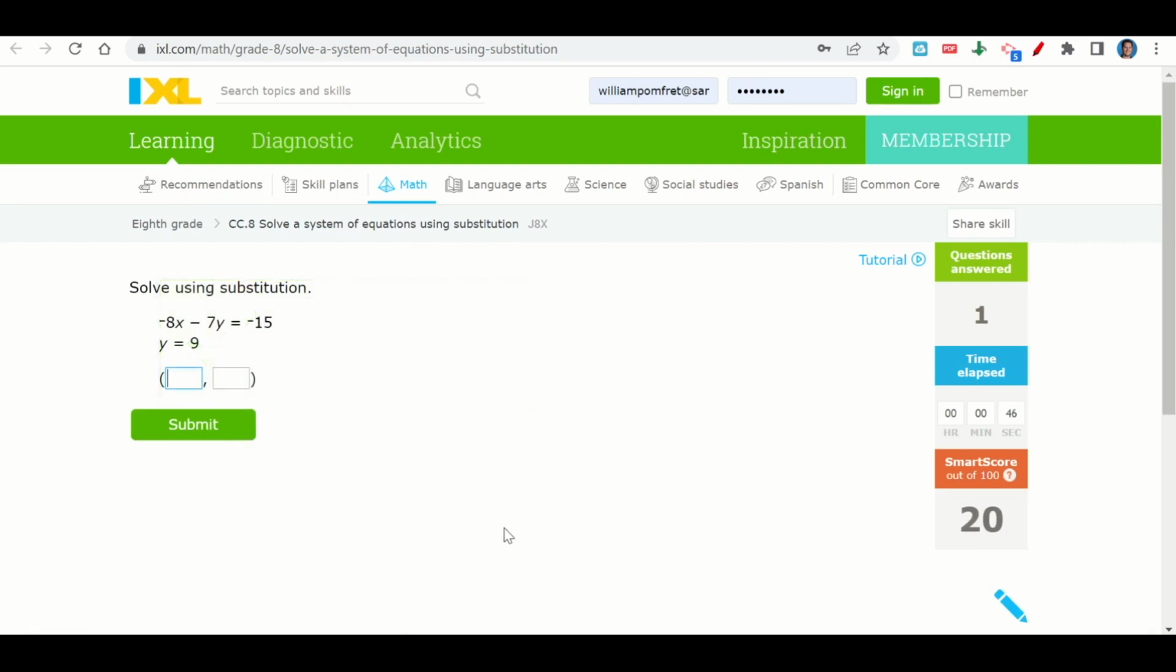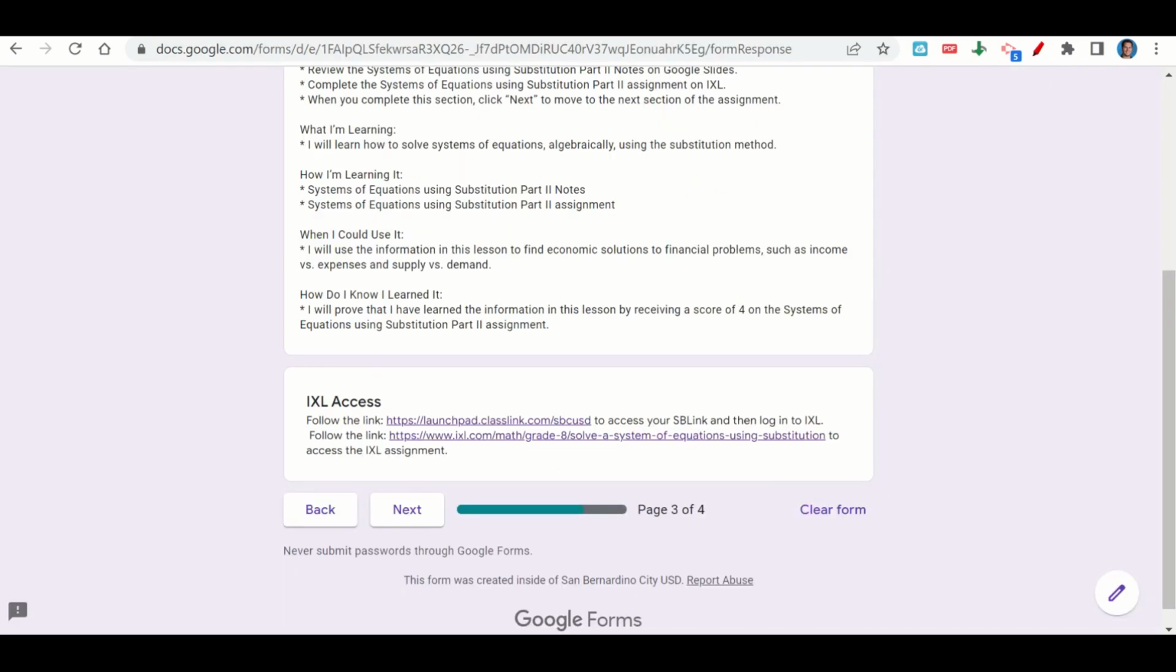So you'll continue to answer these questions. If you notice your SMART score starts to go up, you'll continue to answer questions until you get a SMART score of 80. If you miss a question, it's okay. You'll just keep answering questions until your SMART score goes back up. When you completed the assignment, we'll go back to our Google form and click Next. This will take you to your Before You Go. Go ahead and fill out your Before You Go and then submit your work on Google Classroom.